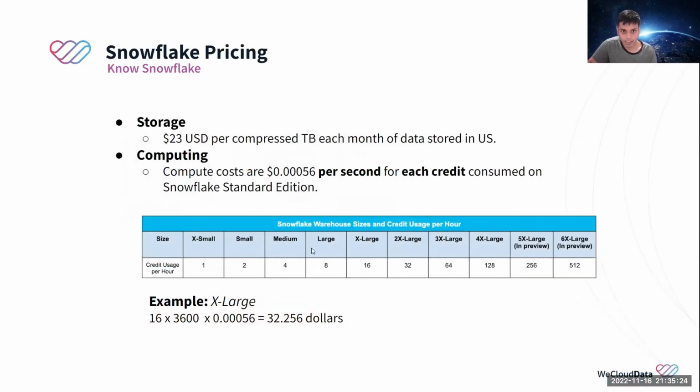Again, everything has a price, and the brain, which is the warehouse in Snowflake, you can see extra small has 1 credit usage per hour, and 1 credit is about 0.0056 per second. So you can see if you use an extra large warehouse, it will cost that many more dollars. So bigger brain means more dollars, and everything is credits. And this is how it's getting calculated.